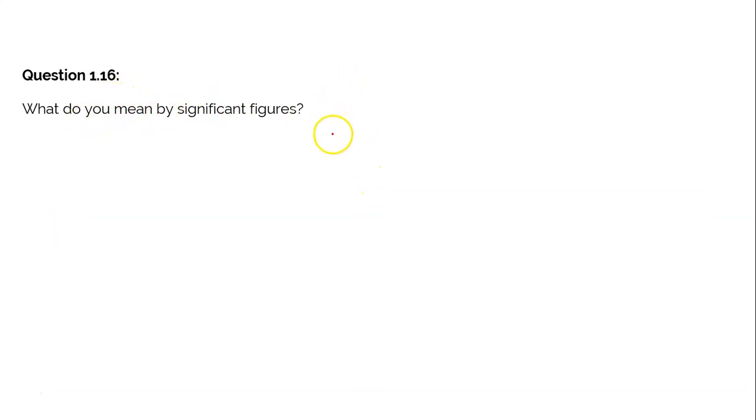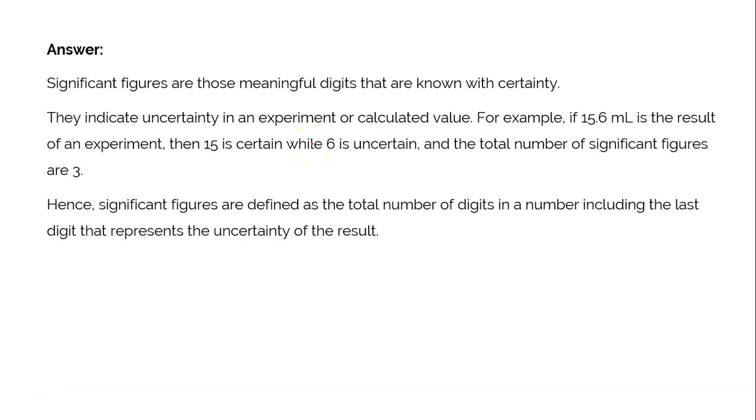What do you mean by significant figures? This is totally a theory-based question. Here is the answer for this question. Significant figures are those meaningful digits that are known with certainty, and they indicate uncertainty in an experiment or calculated value. Say for example, you're talking about a figure 15.6.